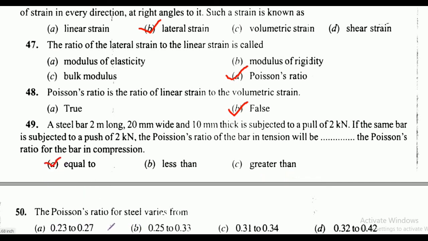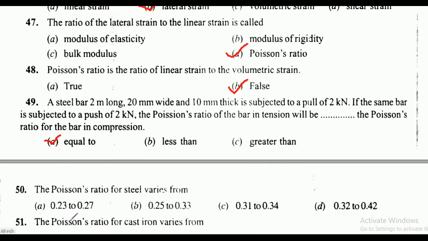The Poisson's ratio for steel varies from, here friends options are 0.23 to 0.27, 0.25 to 0.33, 0.31 to 0.34 and 0.32 to 0.42. So here friends, correct answer for this question is option A, that is 0.23 to 0.27.